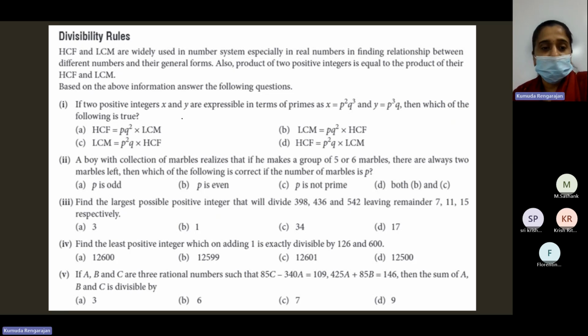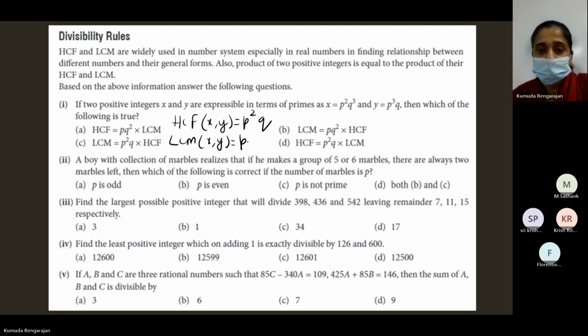So we'll do this together. What is the HCF of X and Y? P square Q, ma'am. Correct. P square Q. What's the LCM of X and Y? P cube Q cube, ma'am. Correct. P cube Q cube.